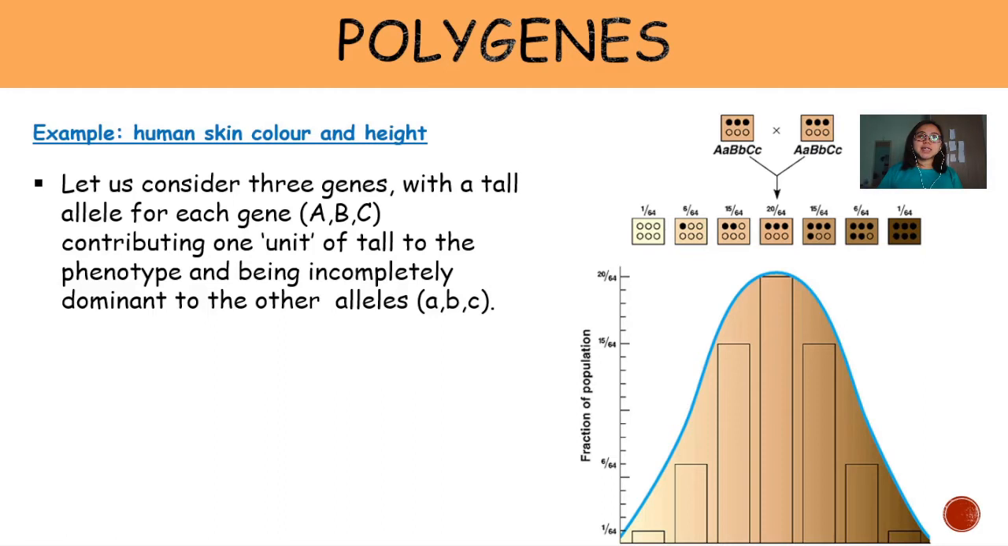Let's use the example for height. If we're using the example for height, let us assume that there are 3 genes. Andaikan kita guna 3 gene untuk tentukan ketinggian manusia. Setiap gene ada allele untuk tinggi, yaitu A besar, B besar, C besar. Kalau dia A besar, B besar, C besar, ada kemungkinan individu ini akan tinggi sedikit. And they will have incomplete dominance to the other alleles. The other alleles are small a, small b, small c.